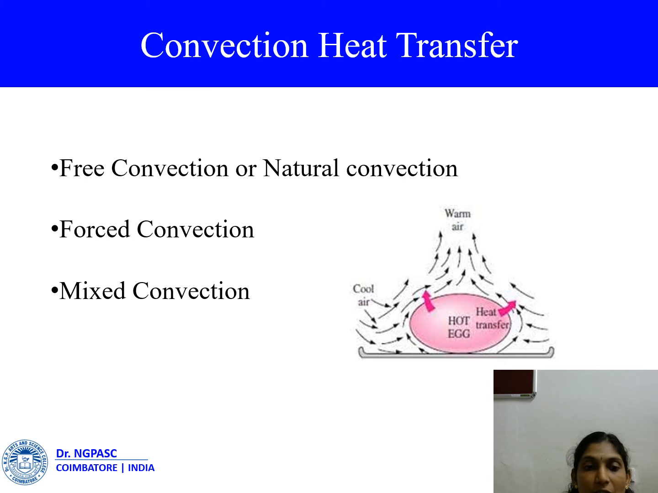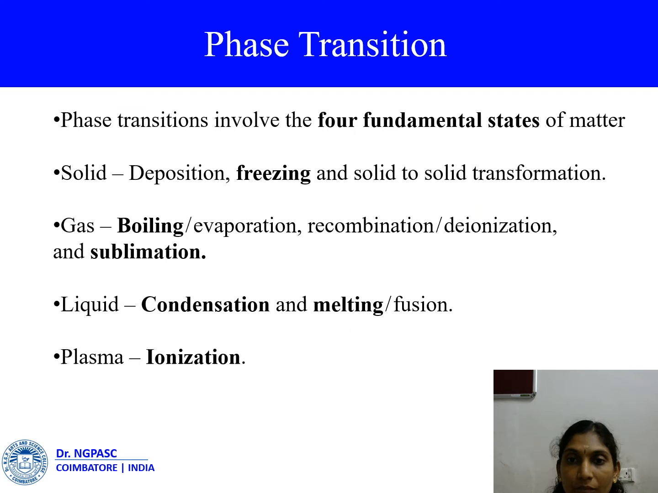Next, forced convection. It is observed when a fluid is forced to flow over a surface by an external source, such as a fan, stirrer, or pump, creating an artificially induced convection current. Example, cooling of a boiled egg in fan air. Next, mixed convection. When both the free convection and the forced convection effects are significant and neither of the two can be neglected, this process is called mixed convection.